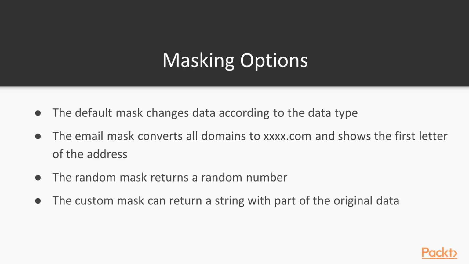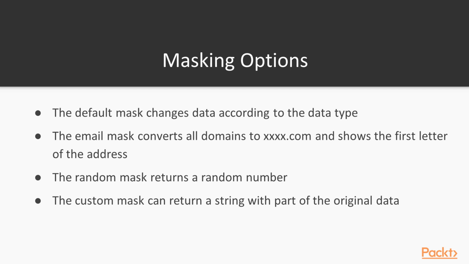Now, there are various types of masks that can be used for your data. The default mask changes what's returned based on the data type. So numeric types versus date types versus string types return different data. The email mask type is made to work specifically with email fields. It doesn't detect or validate any email fields, but what it does is it converts all domains to the .com suffix, and then it returns the first letter of the string and then X's for everything else. So it's designed for emails, but you could apply it to any string and you would get that same result.